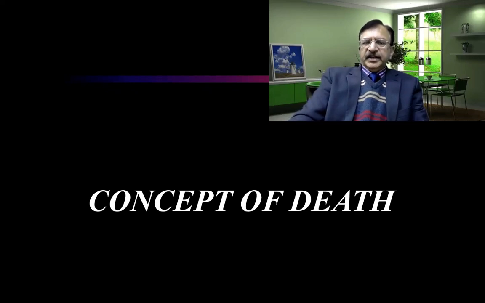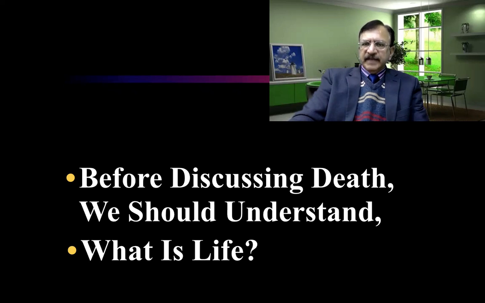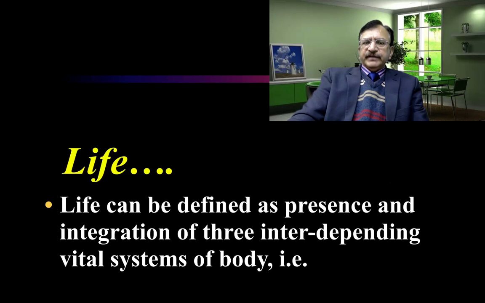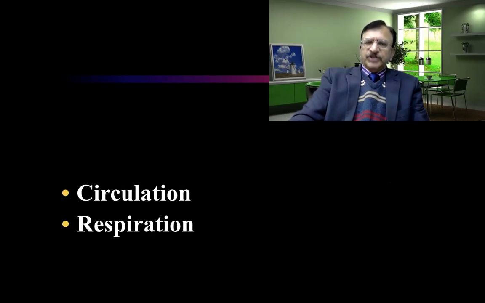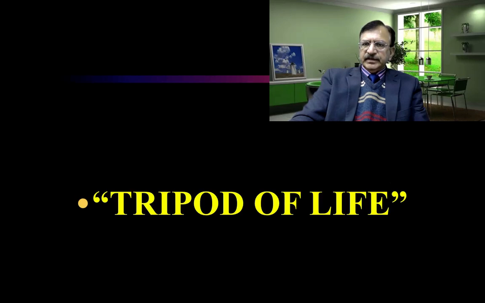Now, starting with the concept of death, we should understand why it is important for us to understand death. But before discussing death, we should understand what is life. Life is defined as presence and integration of three interdependent vital systems of the body. And they are circulation, respiration, and nervous system. And these three are also called the tripod of life, because these three pillars are necessary for the maintenance and existence of life.